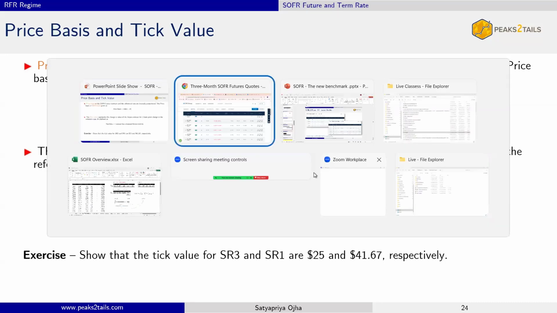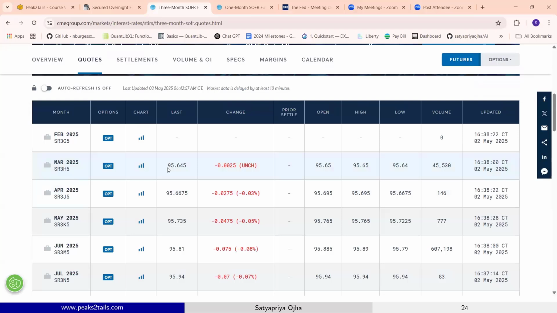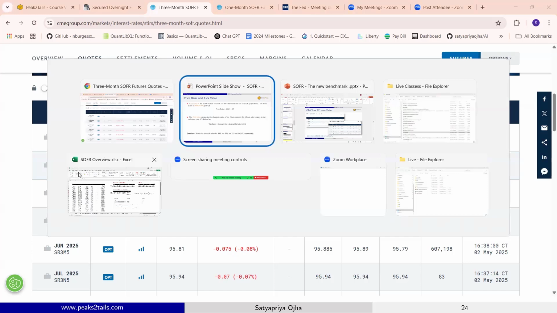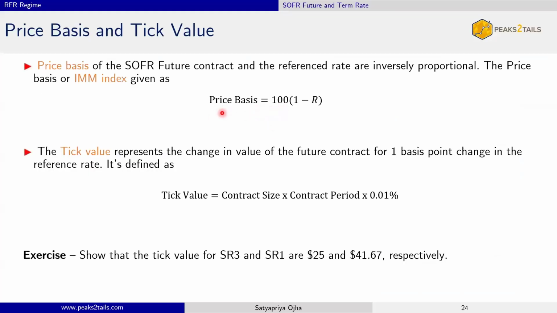So let me show you the website. Here, if you see, the last price is 95.645. If you do 100 minus this, you get the rate. It will be 4 point something. That's the 3 month rate. But between which two dates? It's a 3 month rate, starting from March, April, May, June, March to June. What are those dates? Let's talk about that.